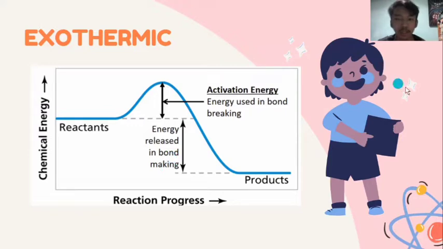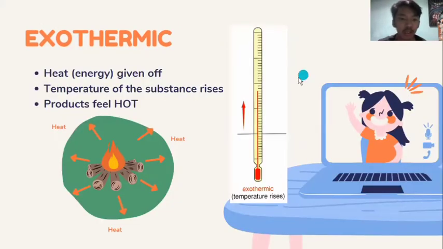Next, this is the characteristic of an exothermic reaction. In an exothermic reaction, heat or energy is given off, and the temperature of the substance rises. So the products will feel hot. For example, a campfire. In a campfire, the heat is released all around. It makes us feel hot or warm.